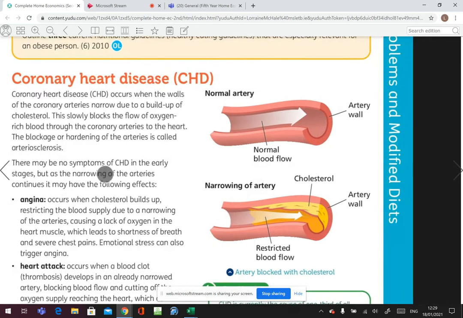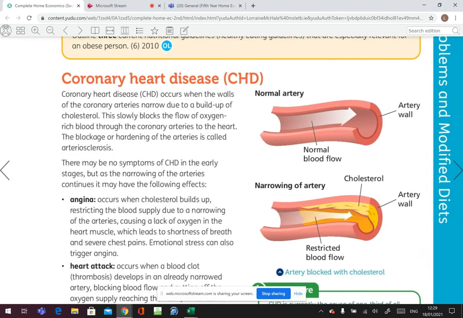Okay, so we're on to coronary heart disease today. It's linking in with obesity because we know that it is a risk factor. If you are obese, the chance of coronary heart disease increases. And what is coronary heart disease then?